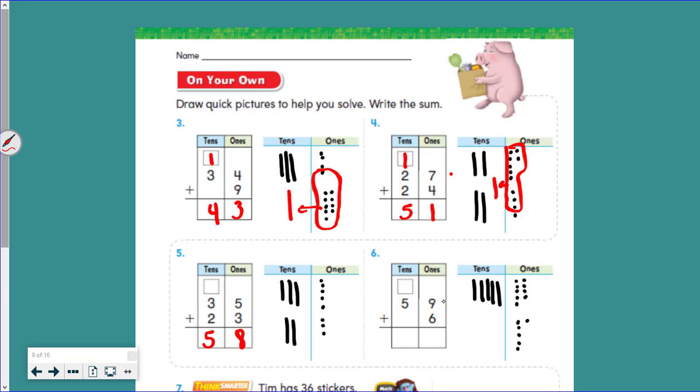Okay, next one, number 6, 9 and 6. Already I know that's going to be more than 10, right? So I need to make a 10. I need one more to make a 10. So I'm going to circle all of this very carefully so I don't get confused. This makes a 10.